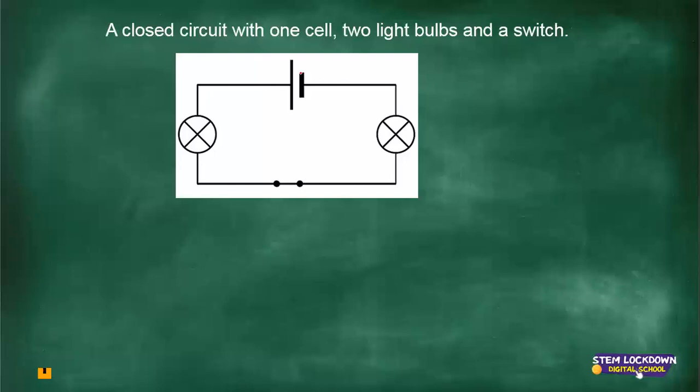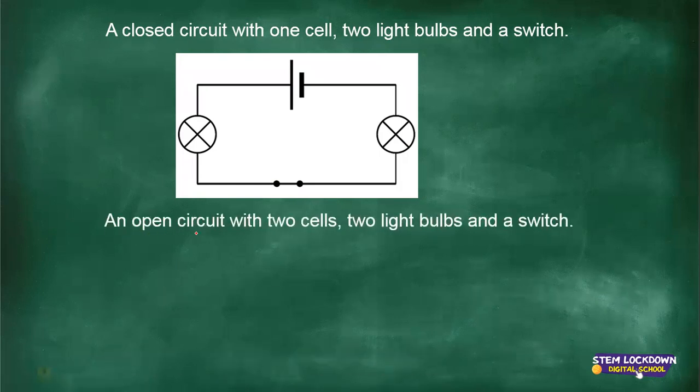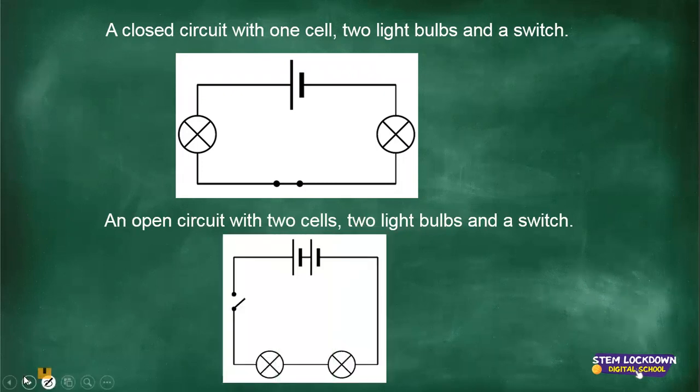We have a closed system. It has one cell, two light bulbs, and you can see that the switch is closed. So this is how you would draw your system when they ask you in class or in an exam. And then we're going to draw an open circuit with two cells, two light bulbs, and a switch. And this is how it would look.